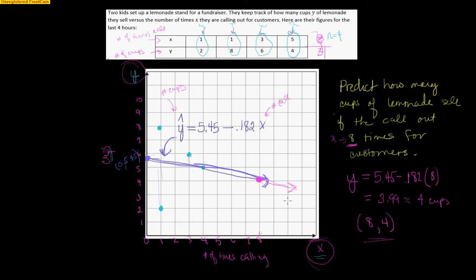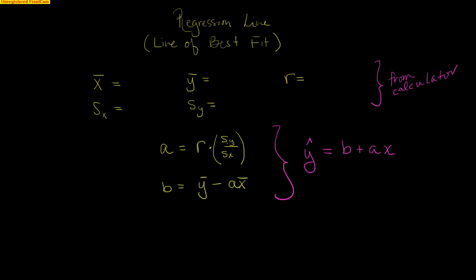Okay, so in summary, to find a regression line for a set of data, first you have to be given some kind of data. You are going to use your calculator to find the mean of x and the standard deviation, the sample. Remember, you're going to use S, not the population standard deviation. So the sample mean and the sample standard deviation for both variables, your x variable and your y variable.